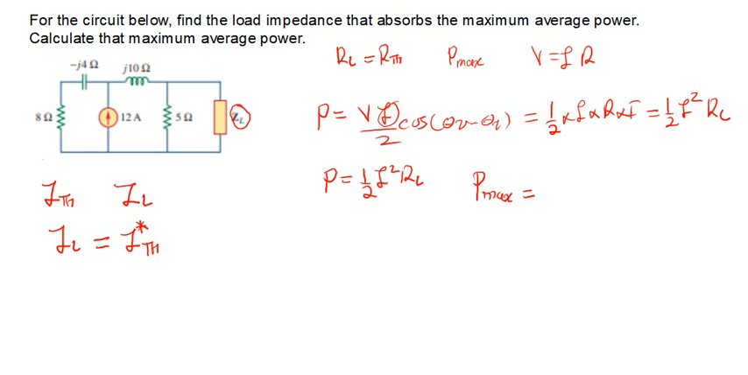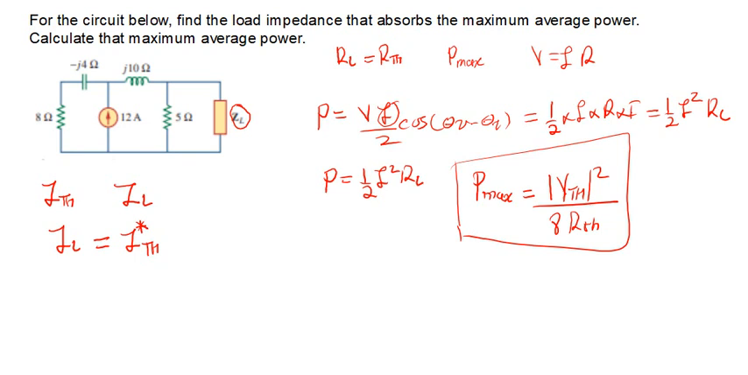the absolute value of the Thevenin voltage squared divided by 8 multiplied by R Thevenin. So how does this equation come about? There isn't much to do when it comes to how that equation comes about.